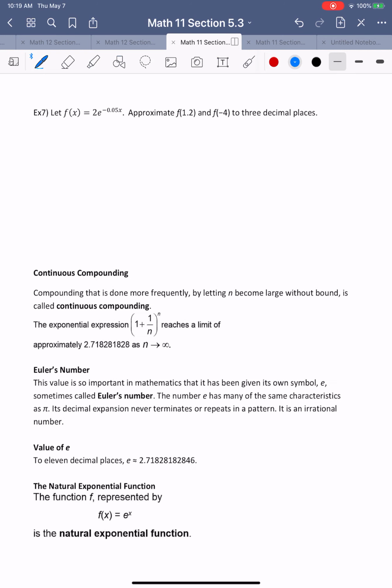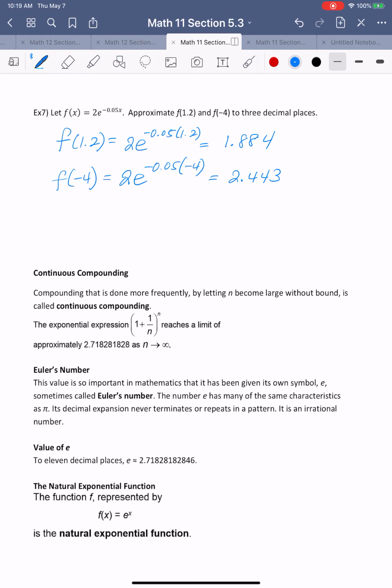Okay, example 7. Let f of x equal 2 times e to the negative 0.05x. So we're going to figure it out. Just plug it in. First x is 1.2. Now you have to use the calculator, okay? So negative 0.05 times 1.2 as a power. Then approximately I got 1.884. And then you can plug in negative 4, because the domain is all real numbers. 2 times e to the negative 0.05 times negative 4, you get 2.443. So it's not bad if you use a calculator.